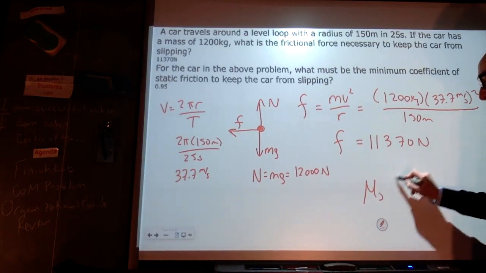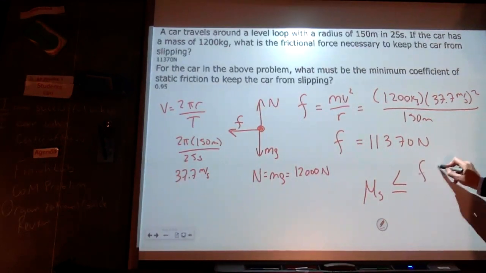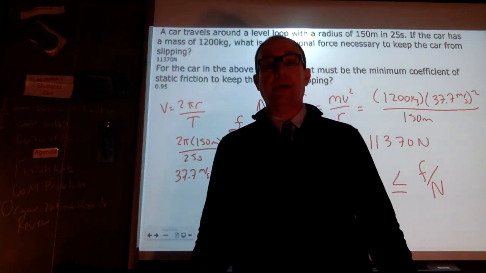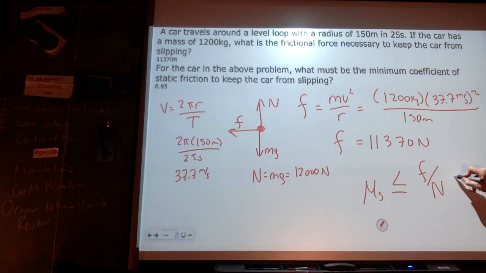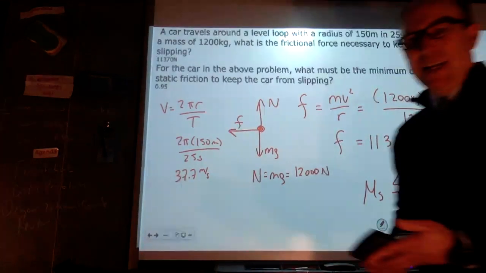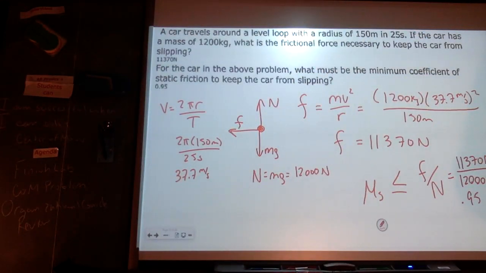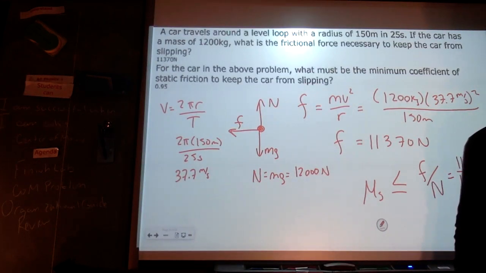And then mu static is less than or equal to the force of friction over normal. So remember, if it's not slipping, friction's only as much as it has to be. And so my force of friction was 11,370. My normal was 12,000. So this is going to be 0.95. The mu must at least be that. And typically a rubber tire on a dry concrete road, that's about 1. So we're getting pretty close to what the limit would be.